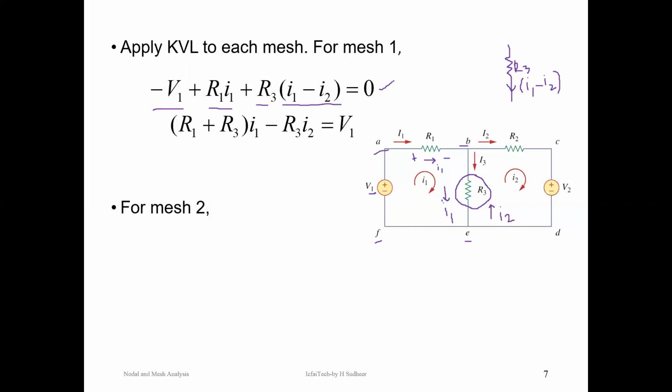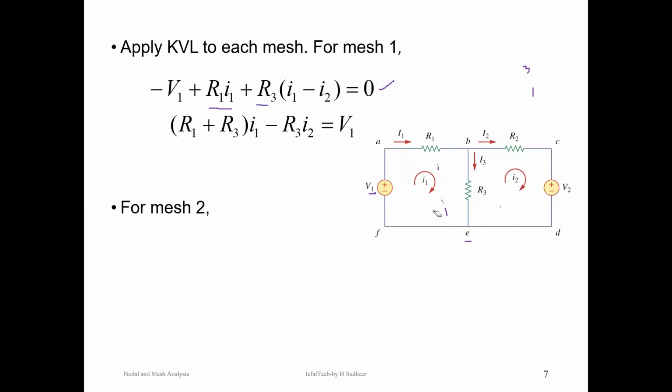So in this way, you need to write the mesh KVL equation for mesh 1. We can simplify this taking I1 common. So R1 plus R3 into I1 minus R3 into I2 is equal to V1. Let us try to write down the KVL equation for the second mesh.